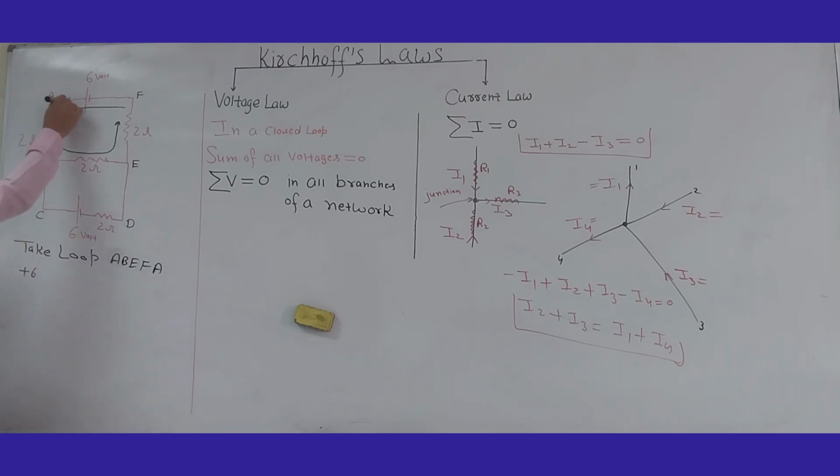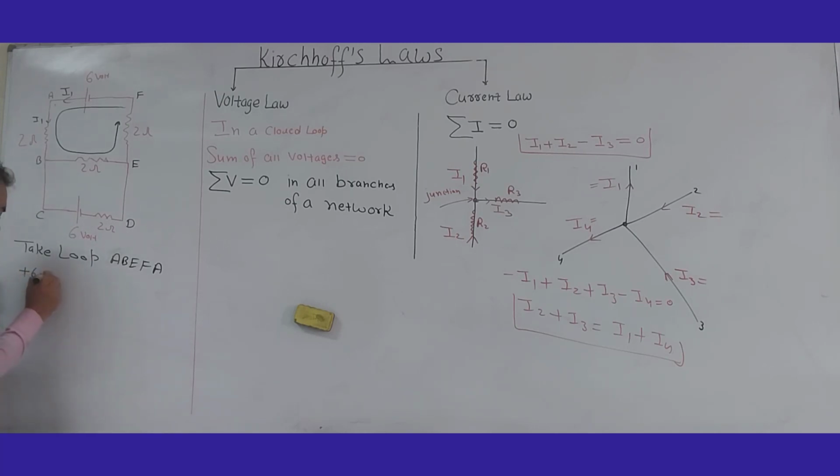And then the current starts from here. Suppose the current is I1. Now the same I1 enters this 2 ohm, and I am also moving from A to B now, because I start from F and then go to A. Now I am moving in the direction of current, so the voltage drop will be positive. The current is moving downward, I am also moving downward. So the voltage drop is 2I1, and that will be positive.